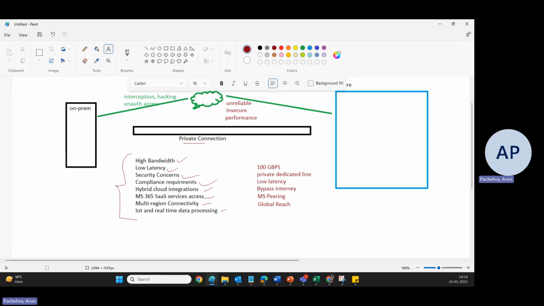All right, I think this is good enough for this video. We'll meet in the next video with some simple use cases, just to grasp the understanding of ExpressRoute, what it is and why we use it, the problems it solves, the challenges it meets, and how it helps us.